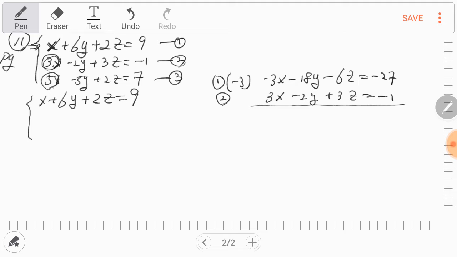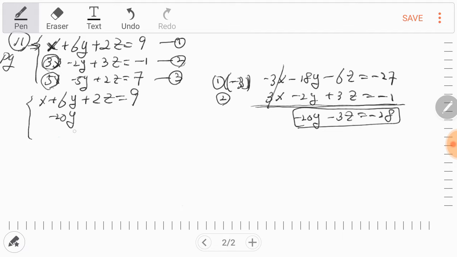So first of all, multiply the first equation by -3. The reason that we multiply by -3 is to eliminate 3x from the second equation. So add these two equations, the x terms cancel out, then -20y minus 3z equals -28. So this is the second equation. We can rewrite the second equation as negative 20y minus 3z equals negative 28. All right, so we eliminated 3x from the second equation.